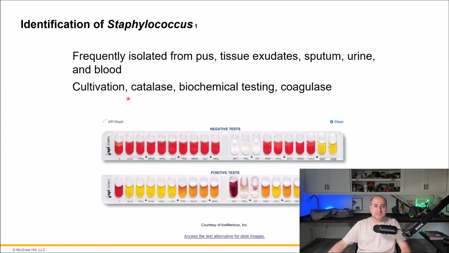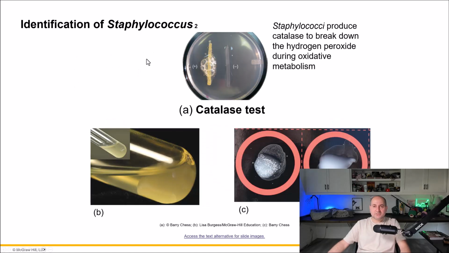You would then cultivate it. You can do a catalase test, biochemical testing, coagulase test, and you have these strips. These are called API strips, and these are the staph API strips. You inoculate each one of these little wells with the bacterial sample, a broth of bacteria. You incubate, and based on the colors that result, you can compare that to a chart which will identify the bacterium.